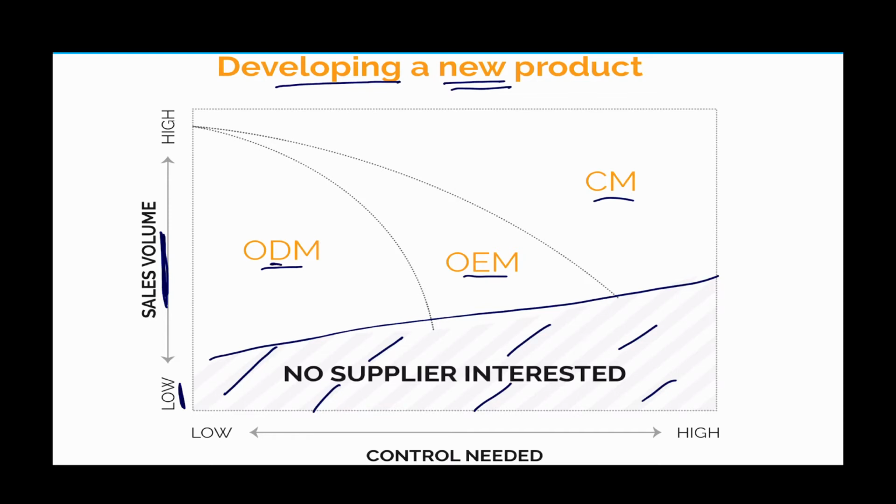The ODM, this stands for original design manufacturer. It means that they already have their own products, their own design, and what you do, obviously you want a new product, you don't want their own product. However, they will help you make adjustments to their existing products.